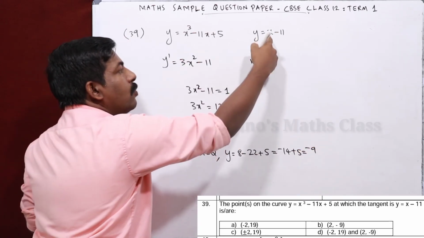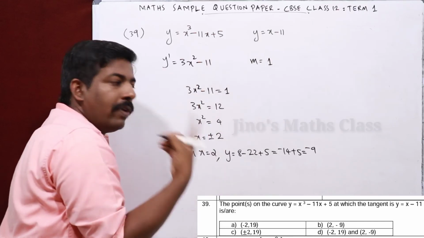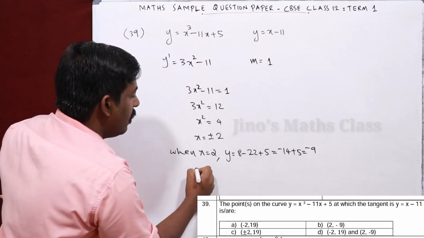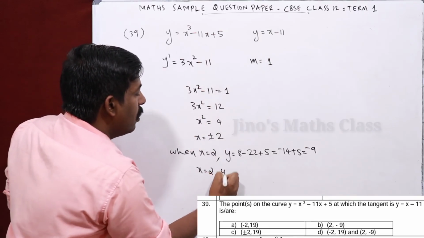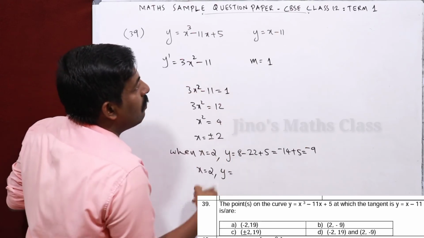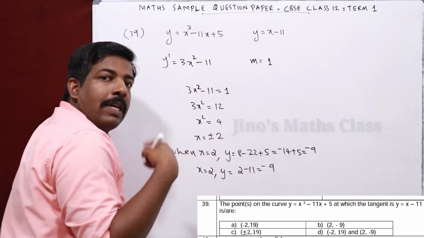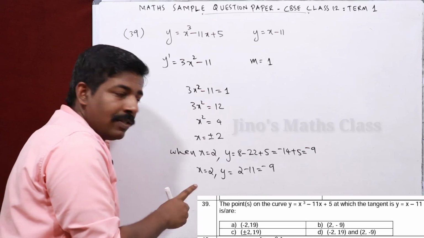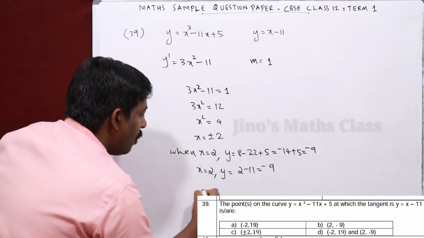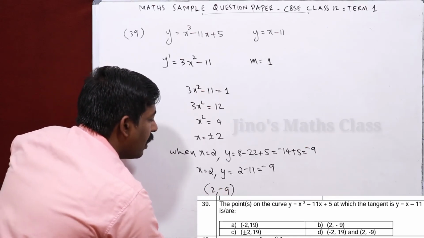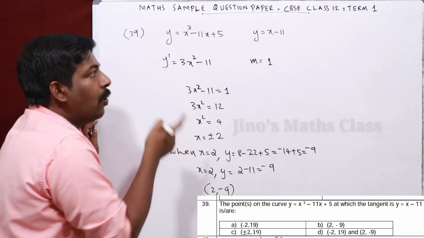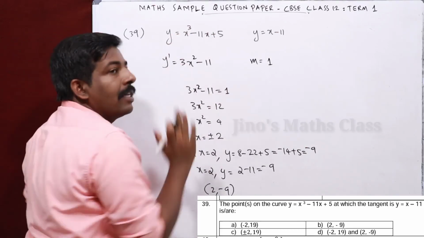Now we have to substitute x is equal to 2 here and we have to verify the value of y. That means at x is equal to 2, what is the y value in the equation of line, that is 2 minus 11, that is also minus 9. So we can surely tell y value is minus 9 when x is equal to 2, or we can say (2, -9) is a point on the curve at which this line is tangent.